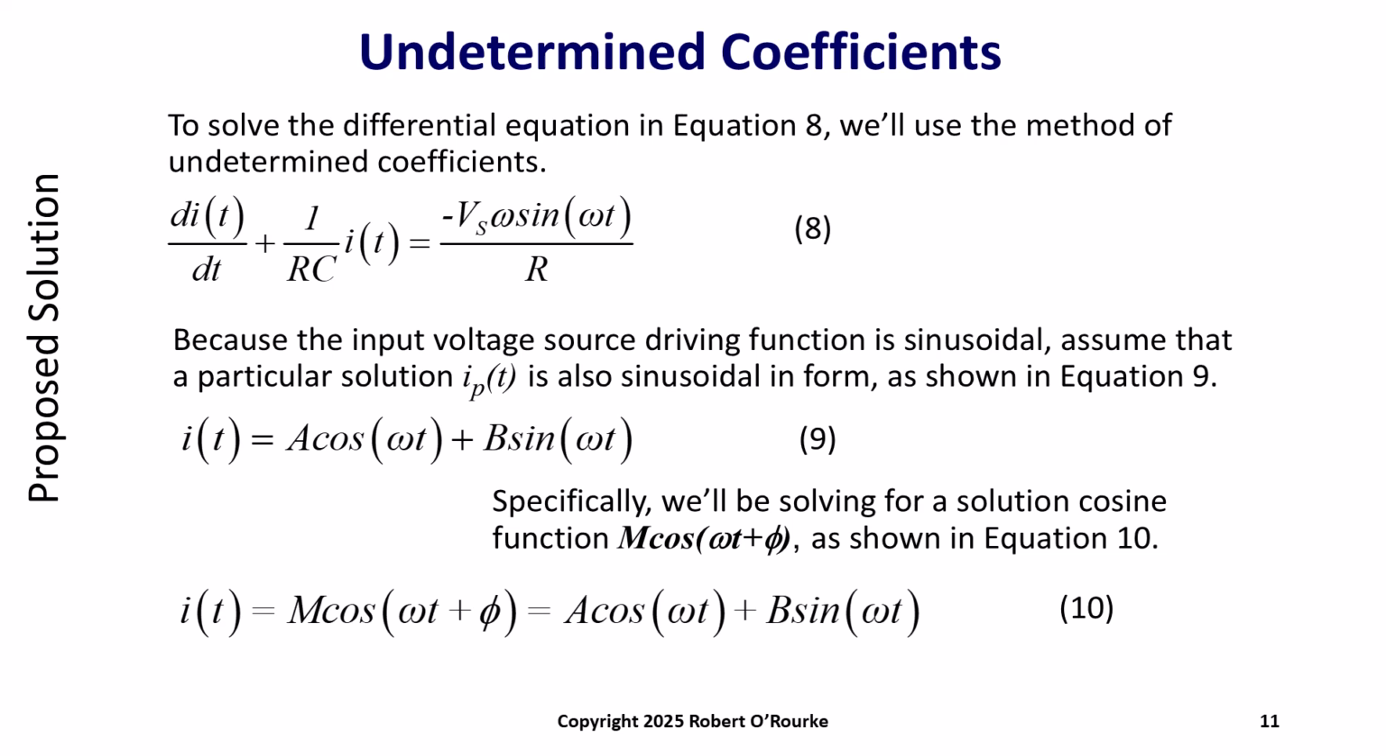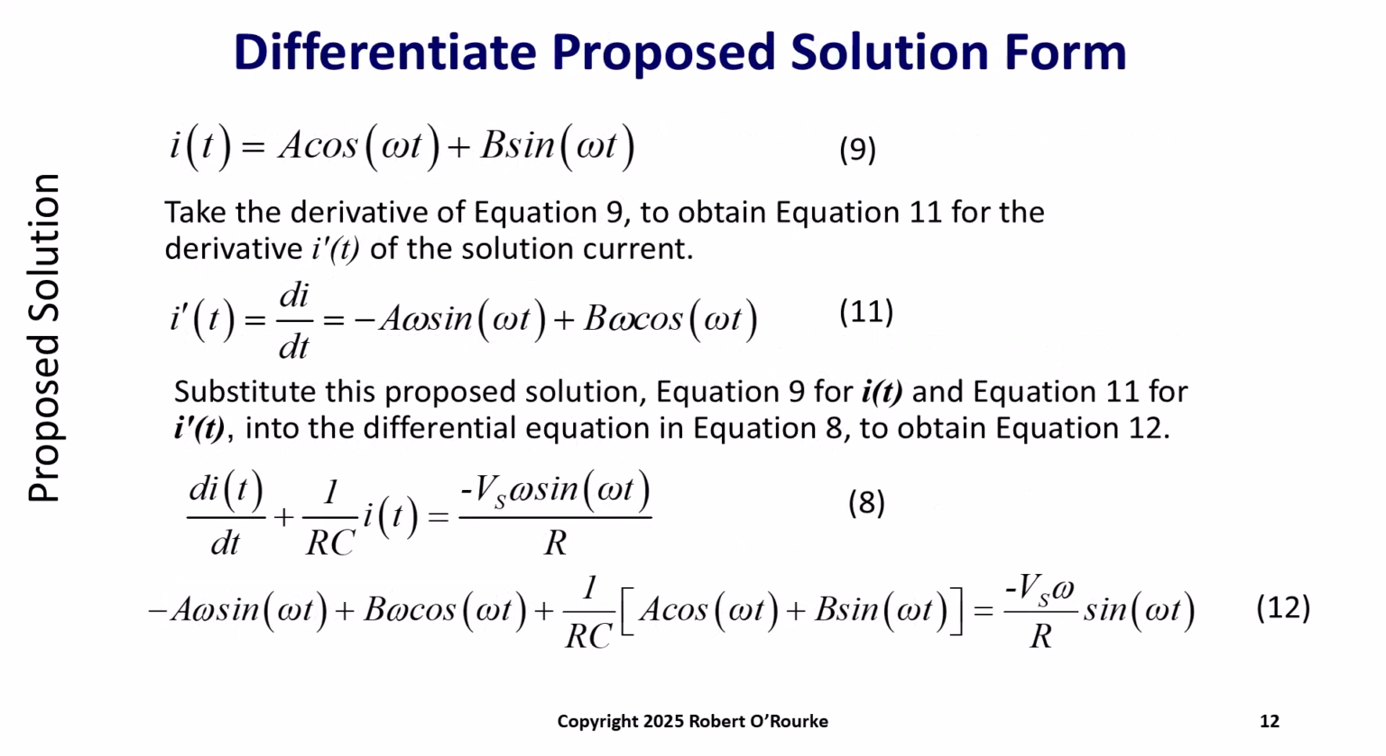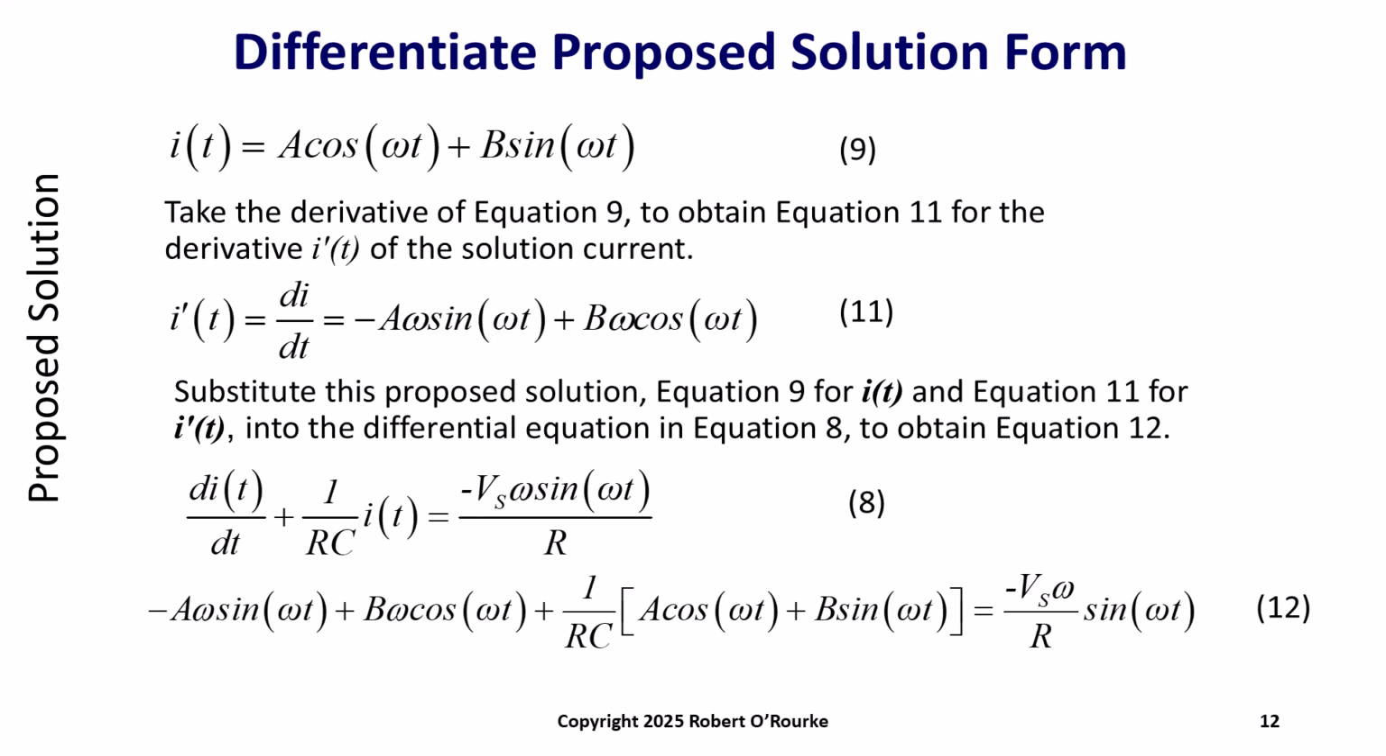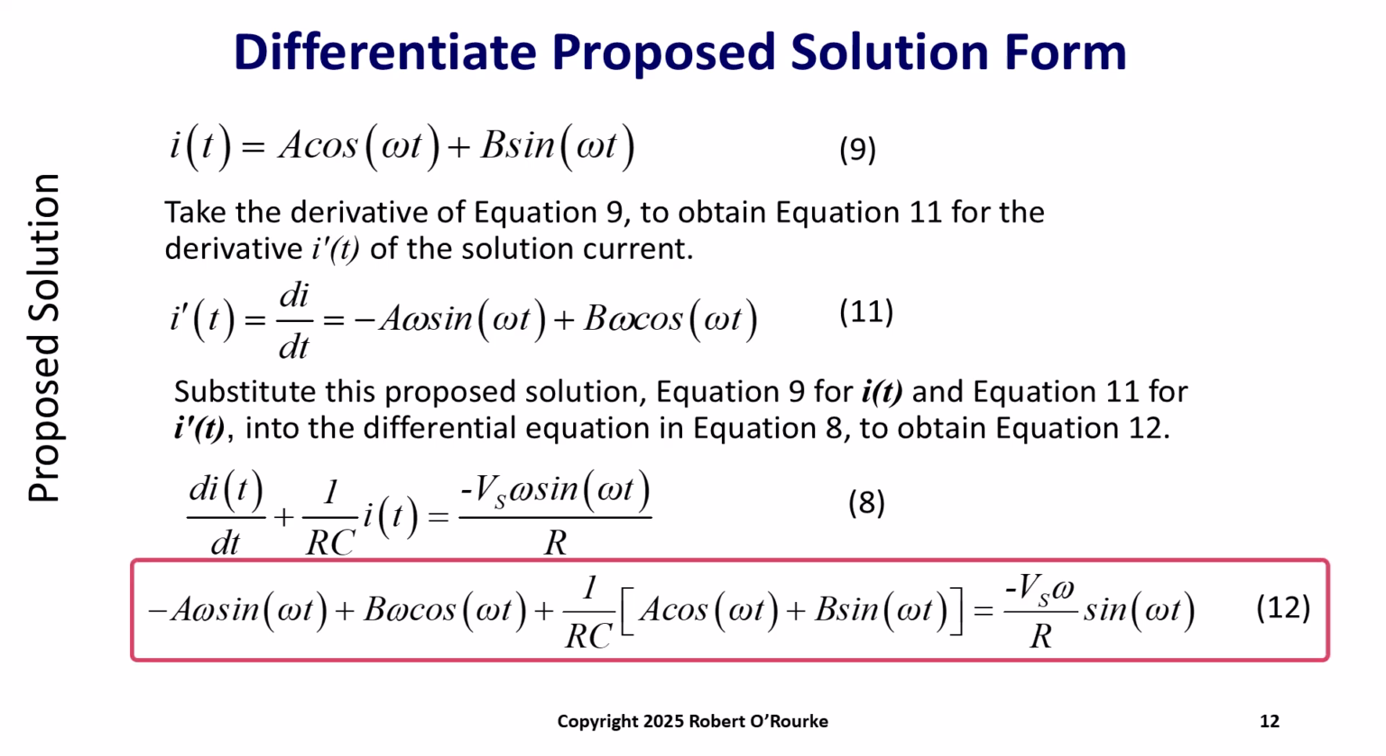After solving for A and B, we will then further refine the solution into the cosine function form shown in equation 10. Next, let's try out our proposed solution current form, equation 9. First, take the derivative of equation 9, shown in equation 11 as I prime of t. Then substitute for both I of t and I prime of t using equations 9 and 11 into our RC differential equation in equation 8. The result of the substitution is equation 12.